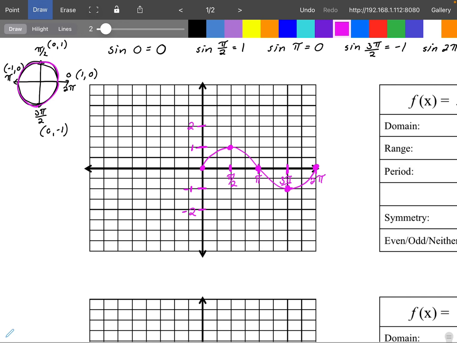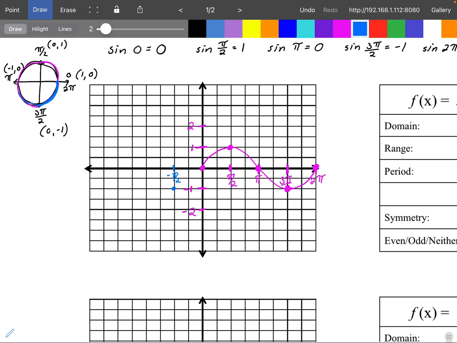Now we know that we can go positively around the circle. We can also go negatively around the circle, and we're going to get the same values. So if I start at 0 and I go around backwards, then this is going to be negative pi over 2. So that would be right here, negative pi over 2. And that y value is -1.